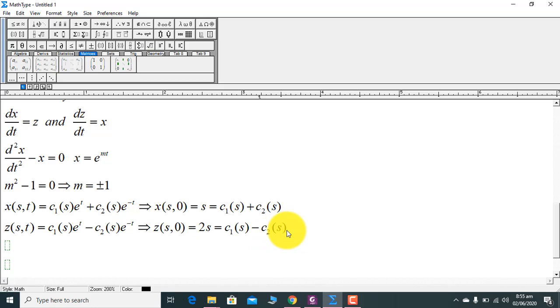For c1, if you add both equations, you will get c1 equal to 3s, and c2 can be 3s minus 2s, so c1 will be 3s and c2 will be s, because c2 will be c1 minus 2s, so c2 will be s. This is your final answer.